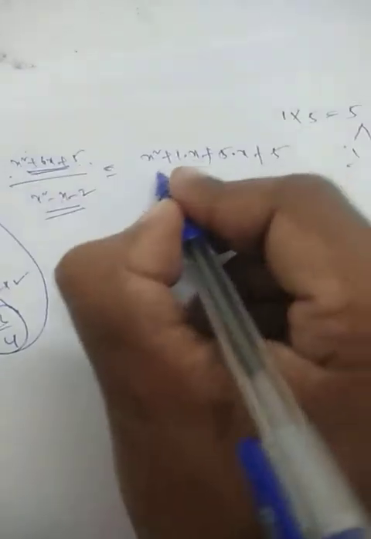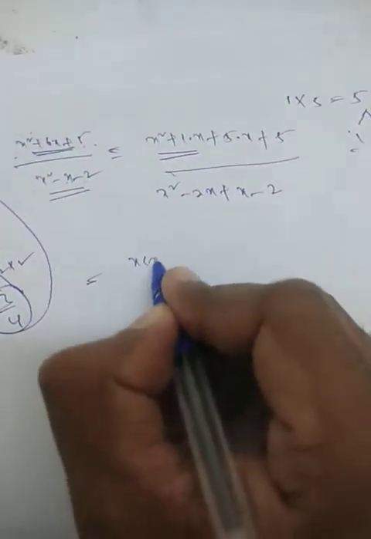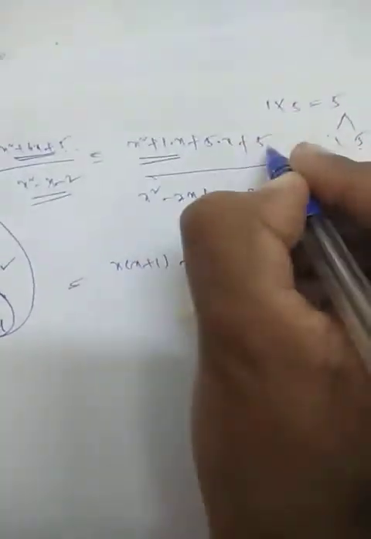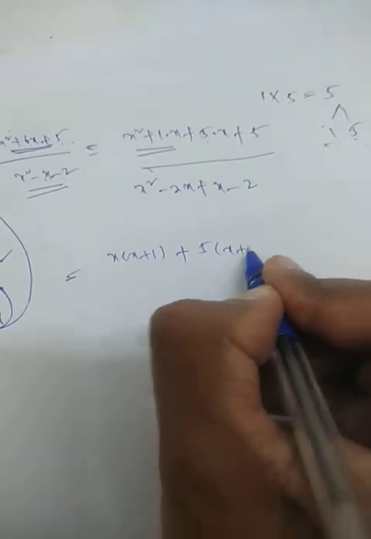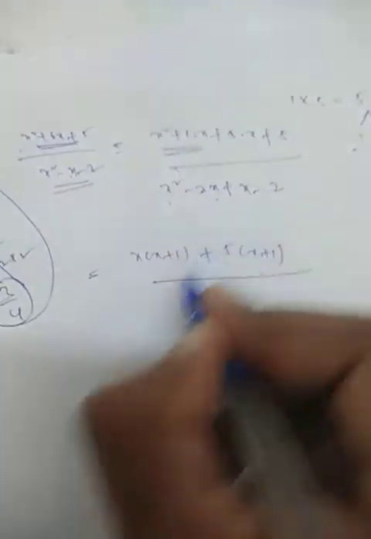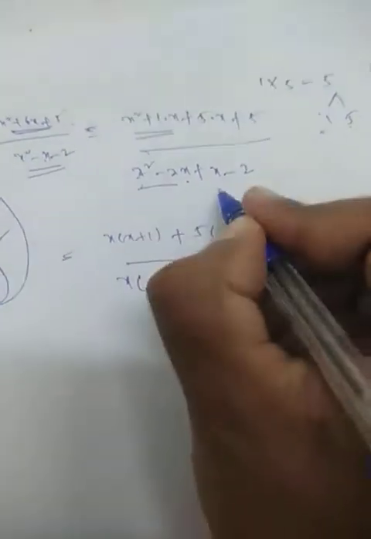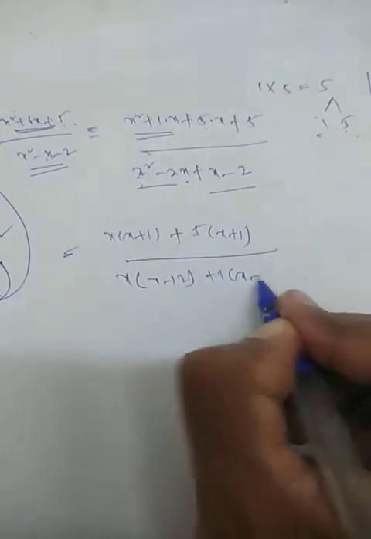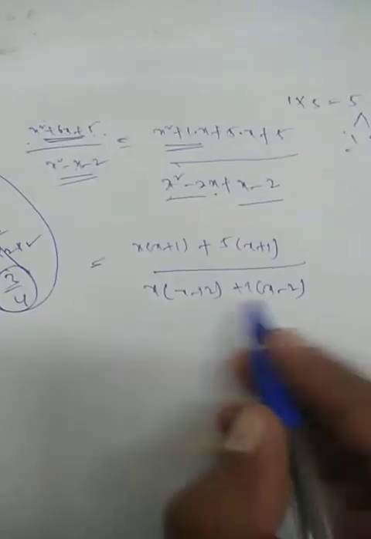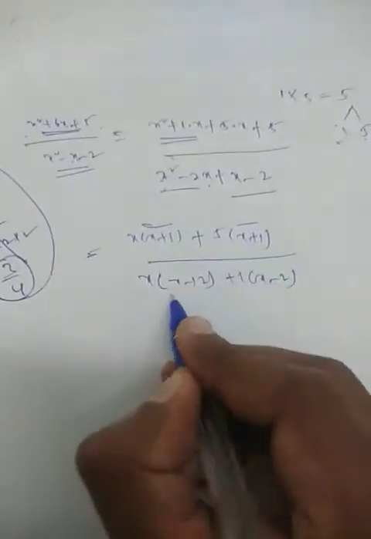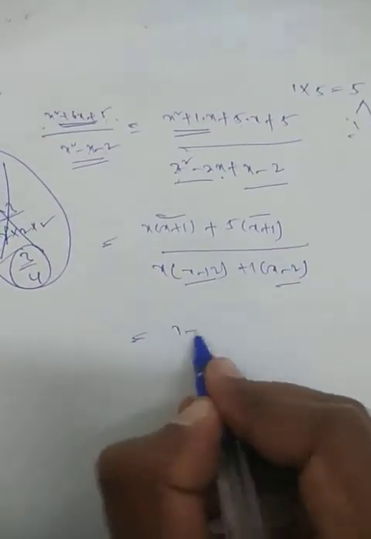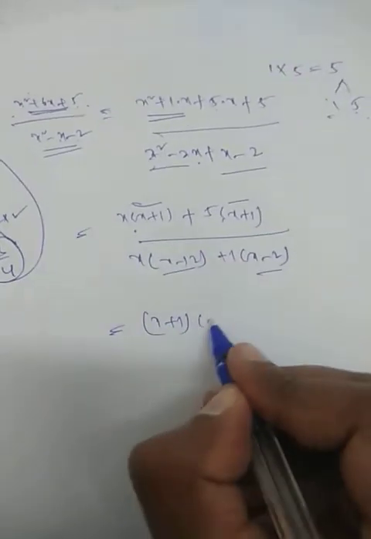So what will be common from the numerator here? x will be common. You will get x plus 1. What will be common from here? 5 will be common. Again it will be x plus 1. Again what will be common in the denominator from these two? x minus 2. Again what will be common? 1, x minus 2. So we know about the factorization perfectly. Again what will be common here? x plus 1 will be common. What will you get? x plus 5.